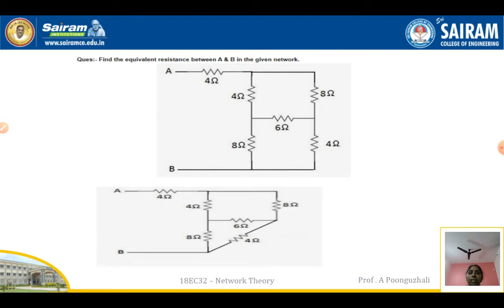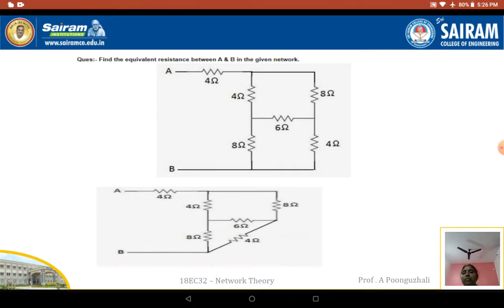So here this is the network. We want to find the equivalent resistance between A and B in the given network. Either I have to reduce it, so I can reduce the circuit there. These two points are going to be the same point, so I can redraw the circuit with 6 ohms here, 8 ohms here, and 4 ohms here.